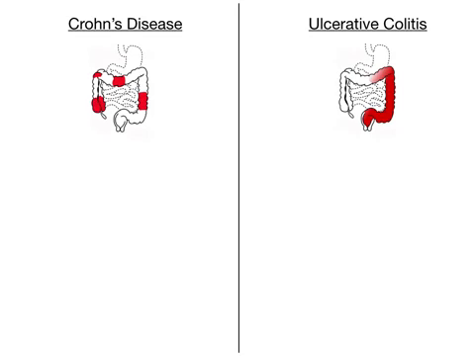Whereas in ulcerative colitis, it is usually limited from the rectum up until about the transverse colon, and it's always continuous. So if you look at the two pictures, in Crohn's disease, the areas of inflammation can be randomly located. They can be scattered. But in ulcerative colitis, it is a continuous area of inflammation, always starting at the rectum and extending upward.